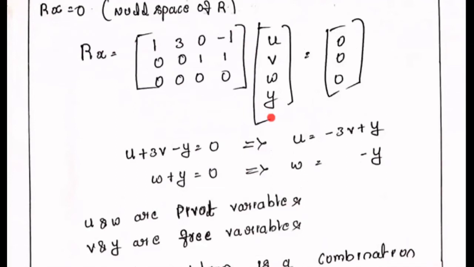What you get is 1 times U is U, plus 3V, plus 0 times W is 0, minus 1 times Y. So U plus 3V minus Y is equal to 0. What about the second row? U is 0, V is 0, W and Y are there. So W plus Y is equal to 0. The third row, everything is 0, so no need to consider that.